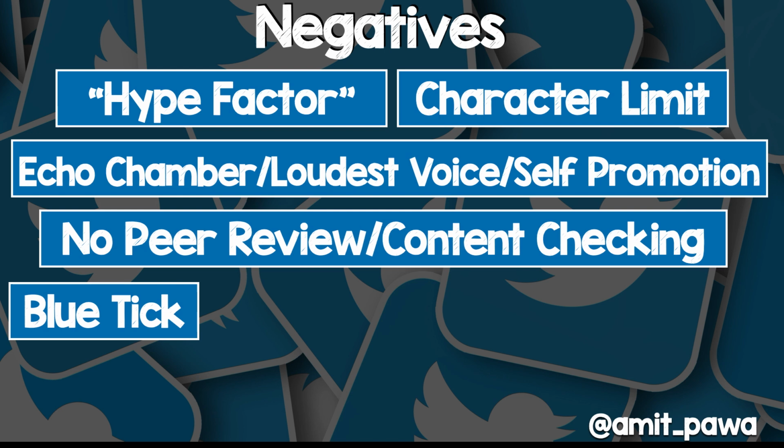And following on from that, there is no peer review or content checking. In the past, you used to be able to get a blue tick by jumping through certain hurdles and making sure that you had a clean Twitter record, you had a website, you were tweeting the right type of content. Now that blue tick is a purchasable asset. So you can pay money for a subscription in order to get your tweets pushed to the top of other people's timelines. That doesn't necessarily recommend or represent the quality of what you're tweeting about.